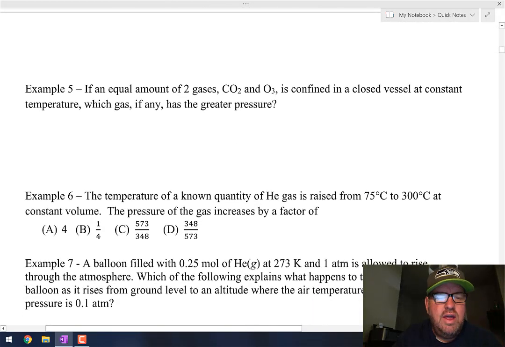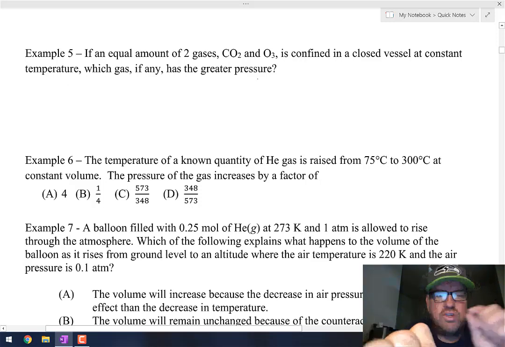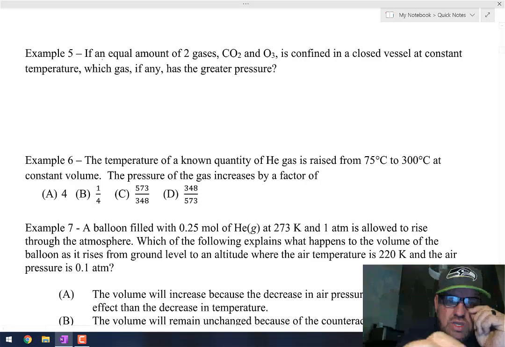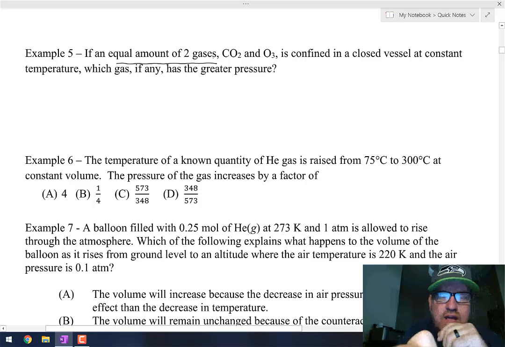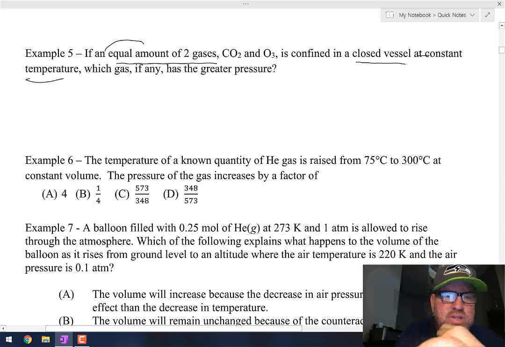Okay, example 5. If an equal amount of 2 gases, CO2 and O3, is confined in a closed vessel at constant temperature, which gas, if any, has the greatest pressure? So here's where we're starting to have to think a little bit here. We've got an equal amount of the 2 gases, CO2 and ozone. They're confined in a closed vessel, so the volume's the same, the temperature is the same. Which gas, if any, has the greatest pressure? And the amounts of the gases are also equal to each other.